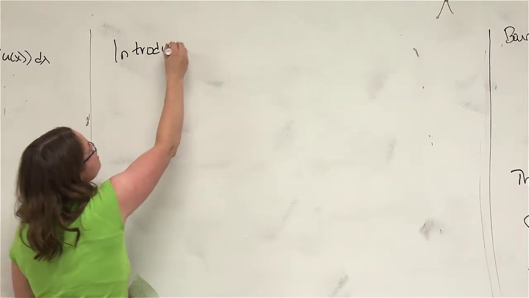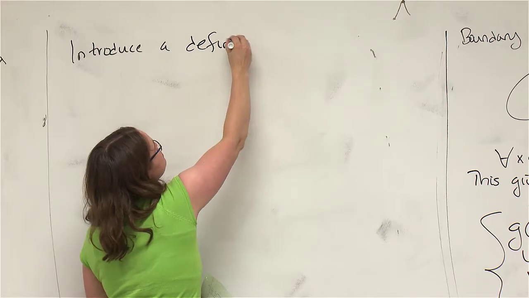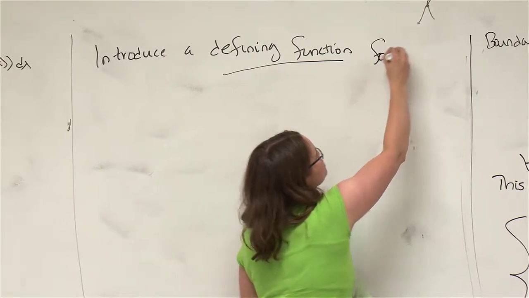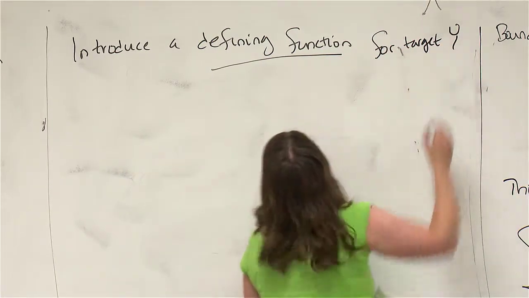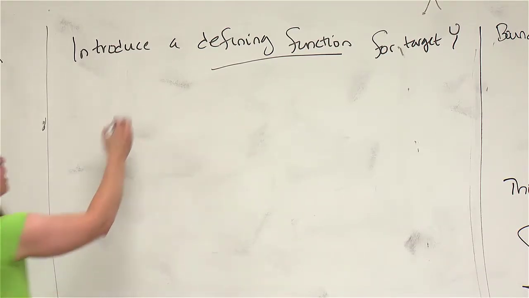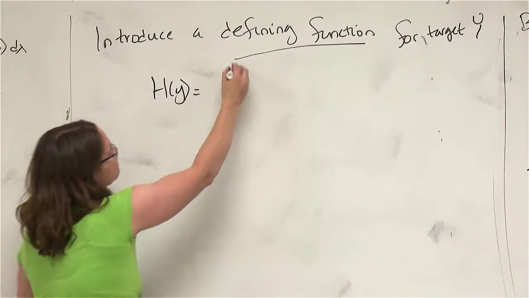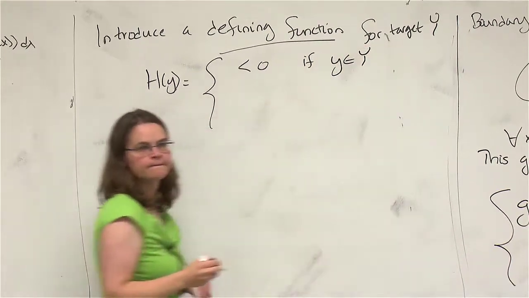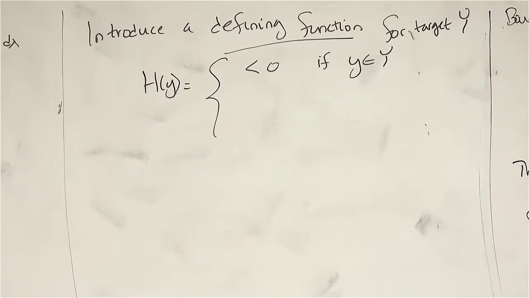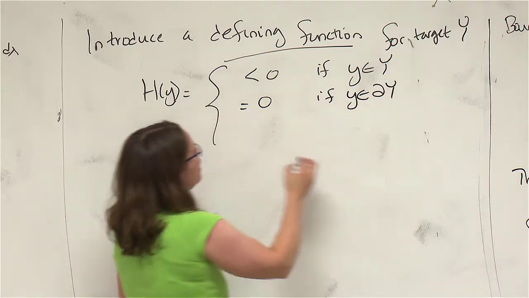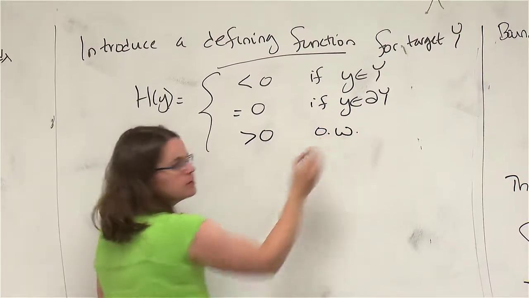All right, so I'm going to call this h. Let's introduce a defining function for our target. So this is what I want out of my defining function. I want h to be less than 0 if we're living inside the set. I want it to be equal to 0 if I'm on the boundary. And I want it to be positive if we're outside.